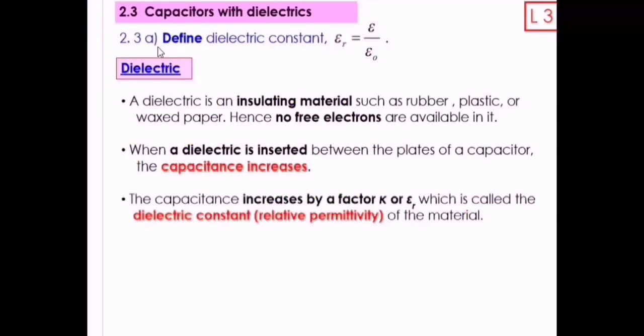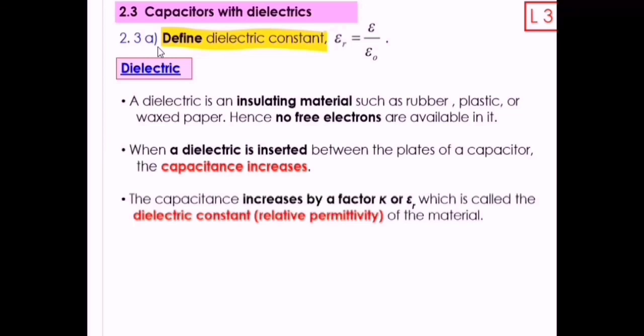Okay, and this is 2.3, the final subtopic for chapter 2. For this topic, the learning outcome is to define dielectric constant. But before that, what is a dielectric?